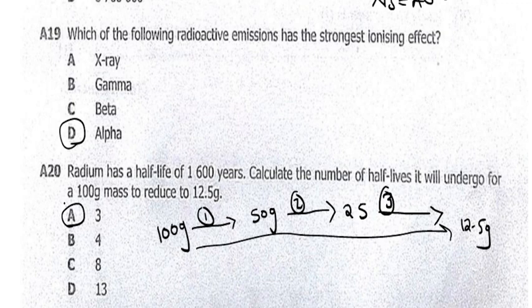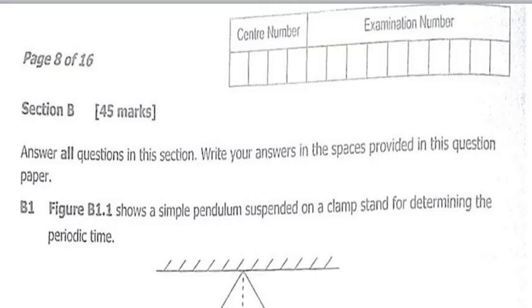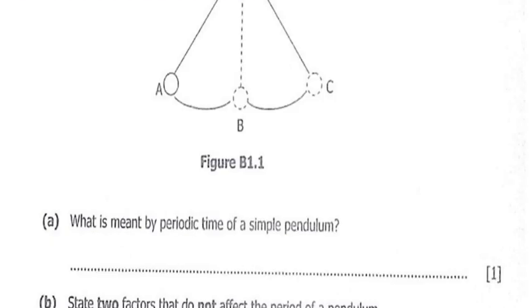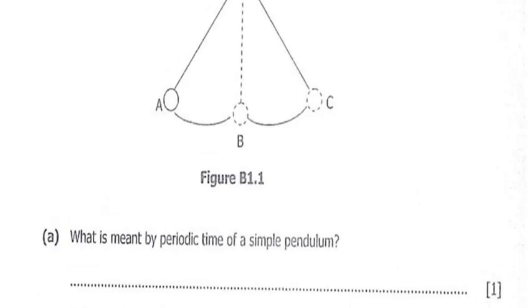Okay, so we are done with section A. We now proceed to section B. We look at questions in section B. Section B has got 9 questions, B1 up to B9. So let us start from B1 and see how best we can tackle the questions. Okay, so let me start with the first one.